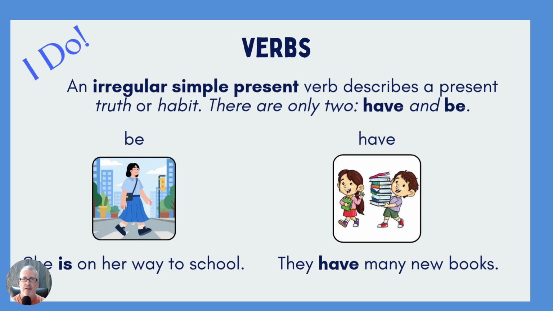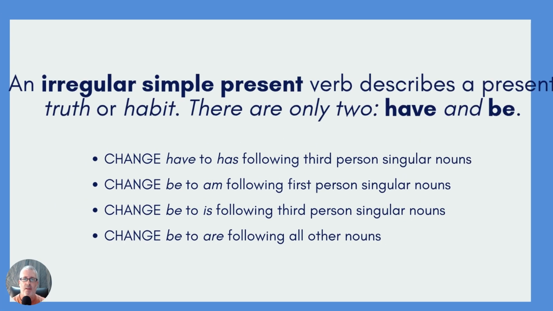So be, it changes a lot. One example is the picture here. She is on her way to school. Is actually the third person singular of the verb be. And they have many new books. Have, that's the third person plural of the verb have. So there's no change. So they can be regular some of the time.